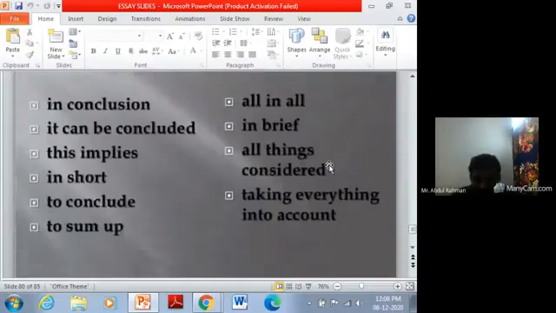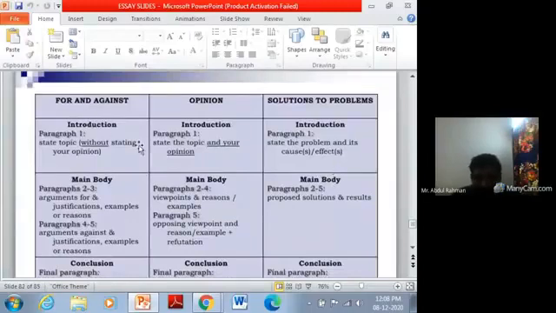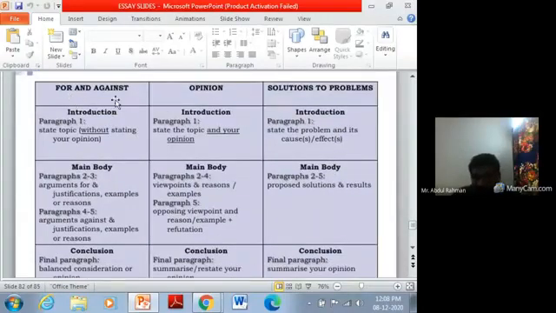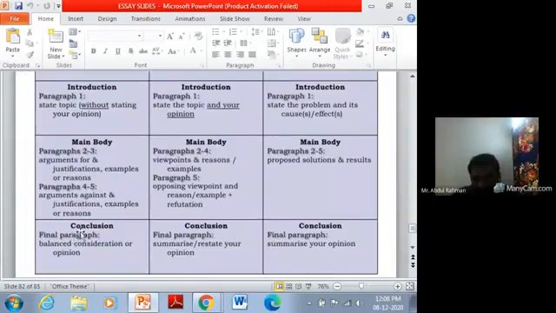Now, the last thing that I'm going to share with you is the entire scheme of all three types of essay. For example, for and against: the first paragraph is the introductory paragraph, where you have to state the topic without stating your opinion. Then come the body paragraphs. Body paragraphs 2 and 3: arguments for, in support of the topic, with justification, examples, reasons, figures, facts, etc. Then paragraphs 4 and 5: arguments against the topic. And then we have the conclusion, which has a summary and the restatement, along with the opinion of the writer.